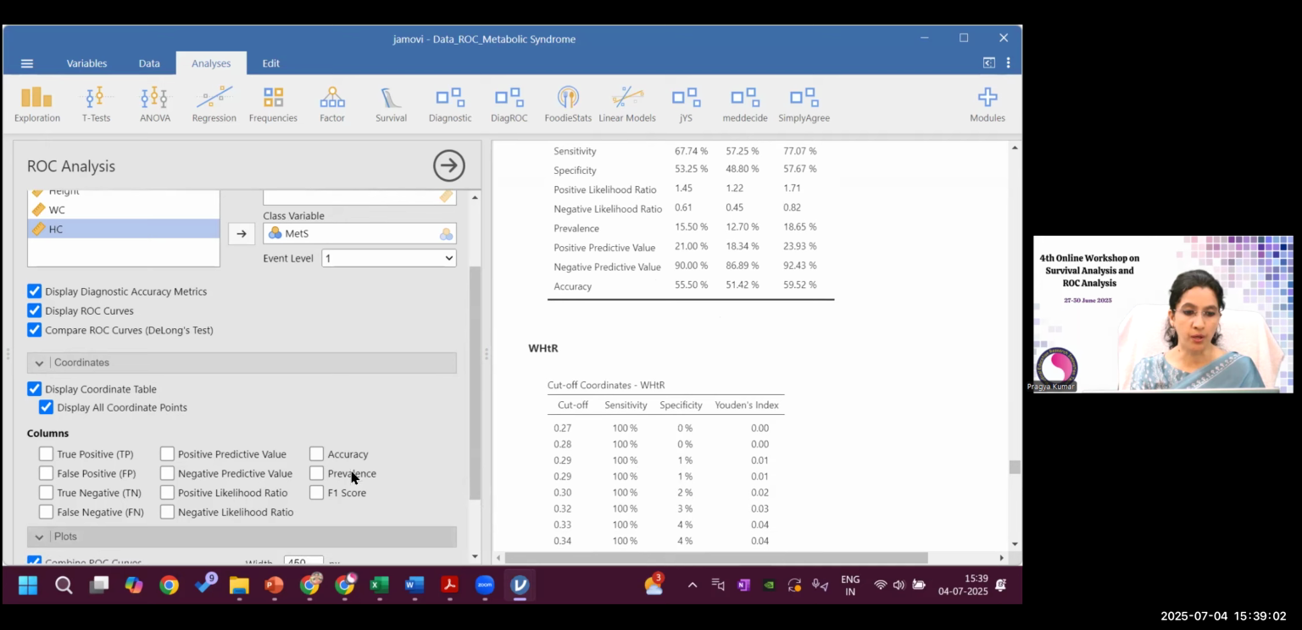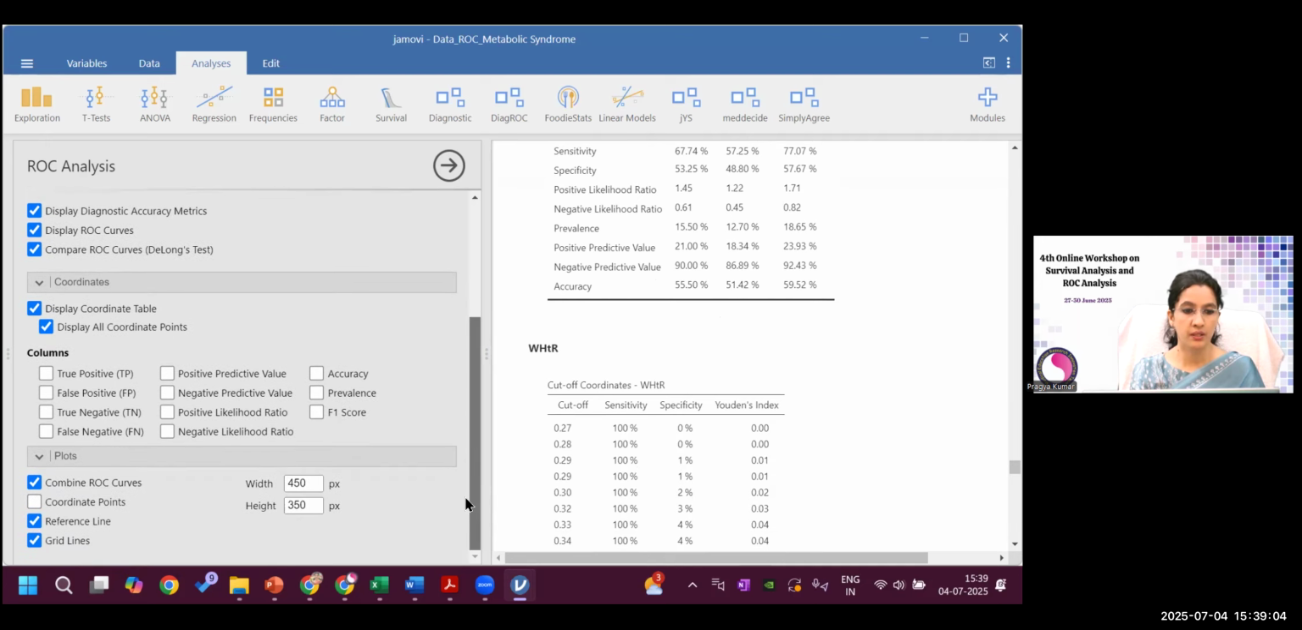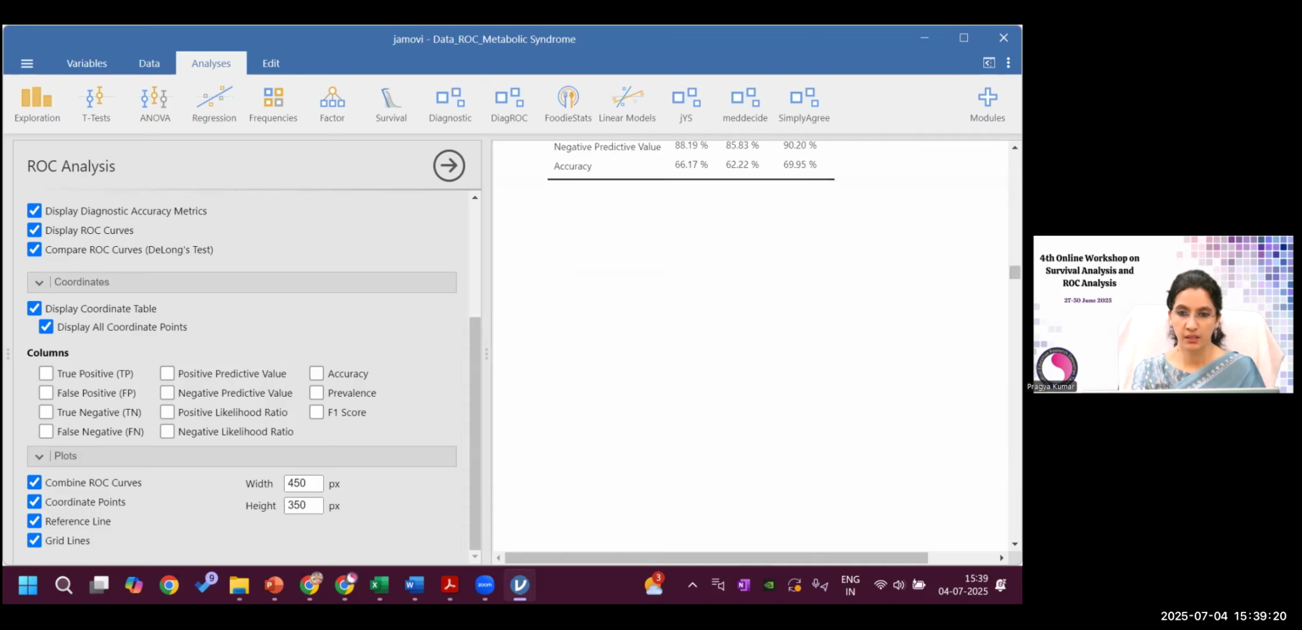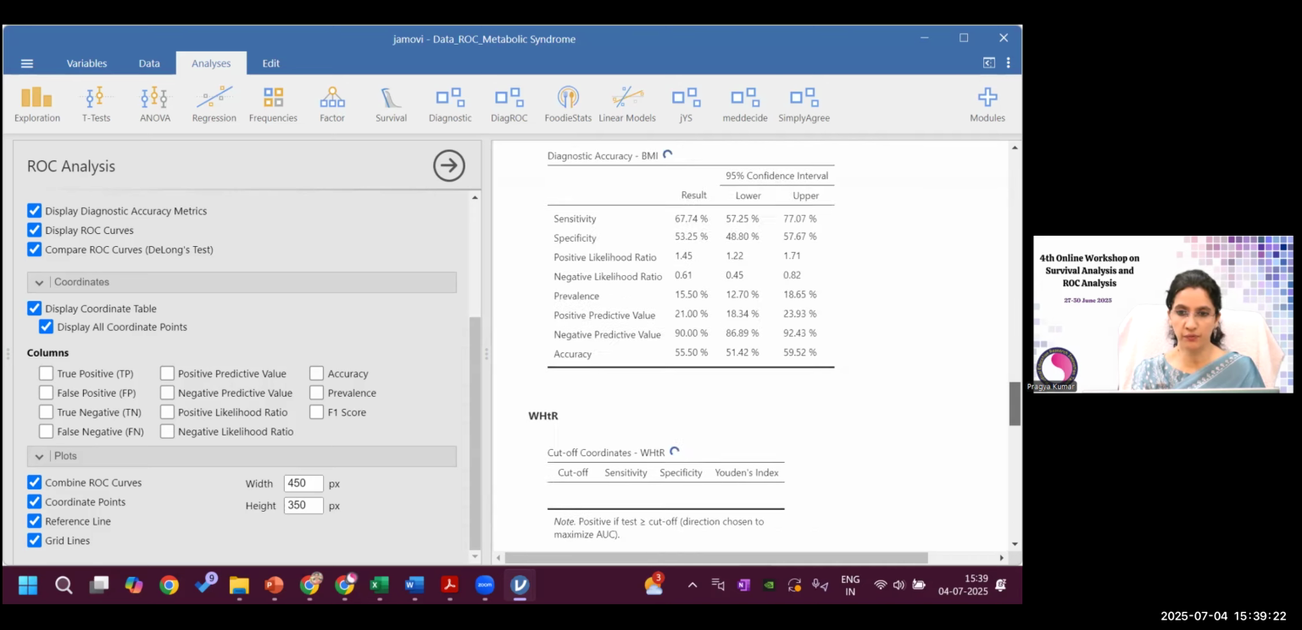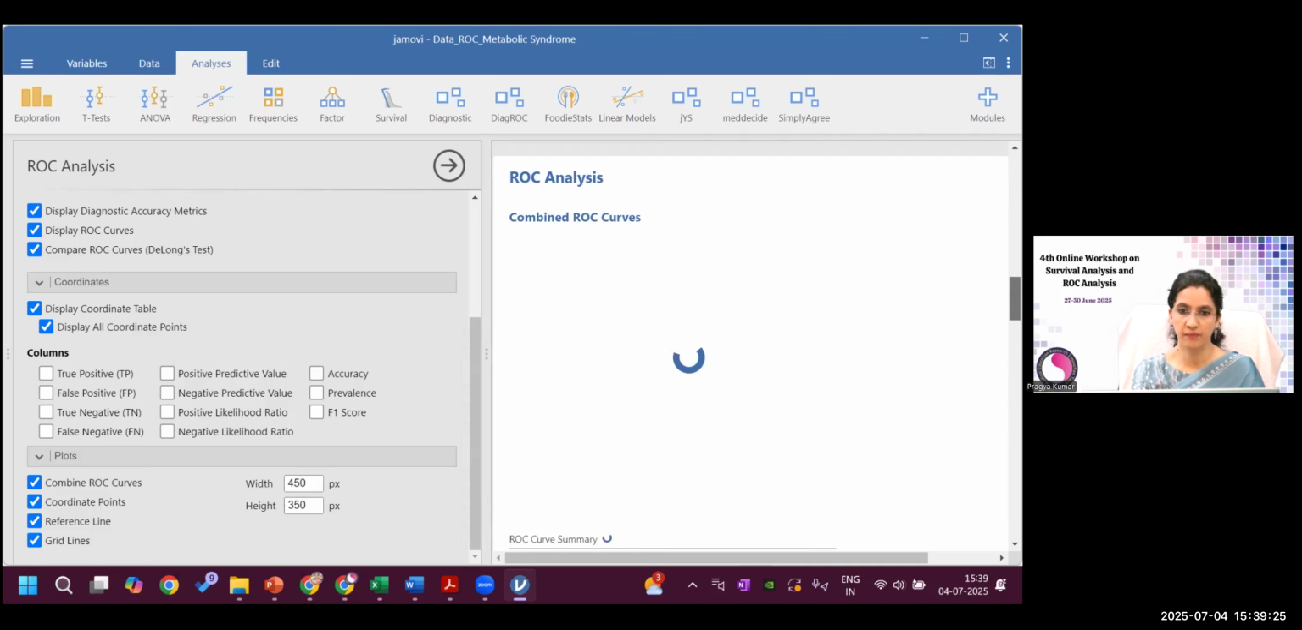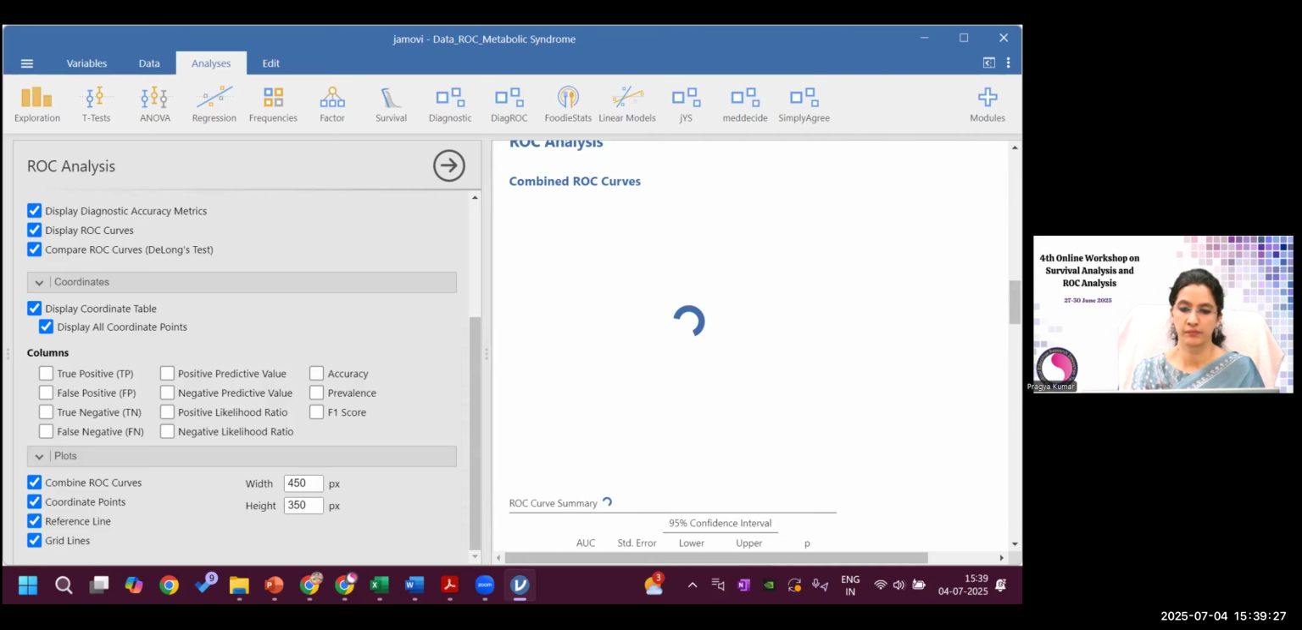Now coming to the plots. Generally you have got these curves combined here. But if you want these curves to be separate, you can uncheck that. And if you click on these coordinate points, then we'll see how the appearance changes. I'm unchecking this for now because this lengthens the table and the output too much.